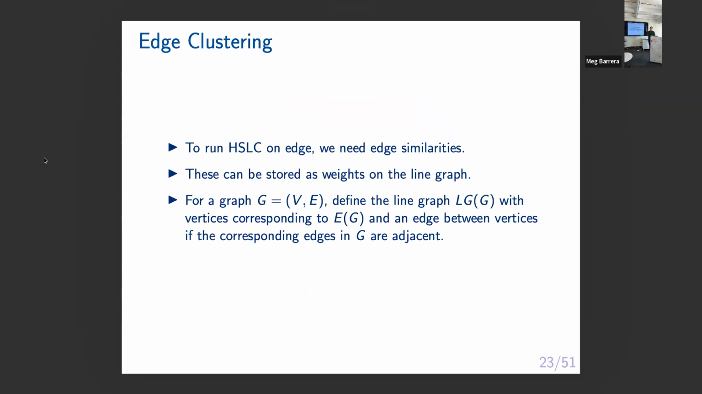And so now instead of node similarities, we need edge similarities. Basically what this is, you're choosing some weighting of the line graph. So you can build a line graph, which is: take each edge in your original graph and associate it to a vertex in the line graph. And if two edges are adjacent in the original graph, the vertices will be connected. So edge similarities, you can store this as a weighted line graph. And once we have a weighted line graph, you can just run a hierarchical single linkage clustering on it. We'll see what we get.